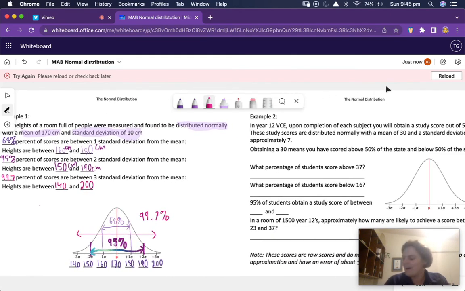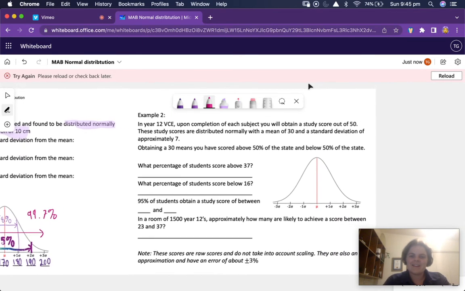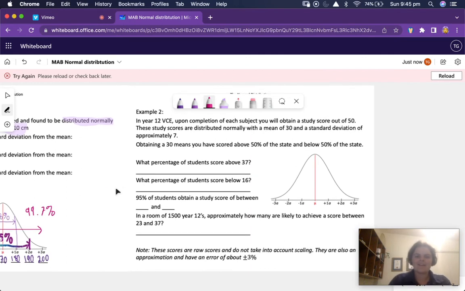Next example. So, again, give this one a shot. This one relates to year 12 study scores. So upon completion of each subject, you will get a study score out of 50. And they're distributed normally. The mean is 30 and standard deviation is about 7. This is a bit of an approximate. They don't take into account scaling, and this is about plus minus 3%. So it's pretty accurate, but not 100%. So what that means is if you get 30, you've scored above 50% and below 50%. You're right in the middle.